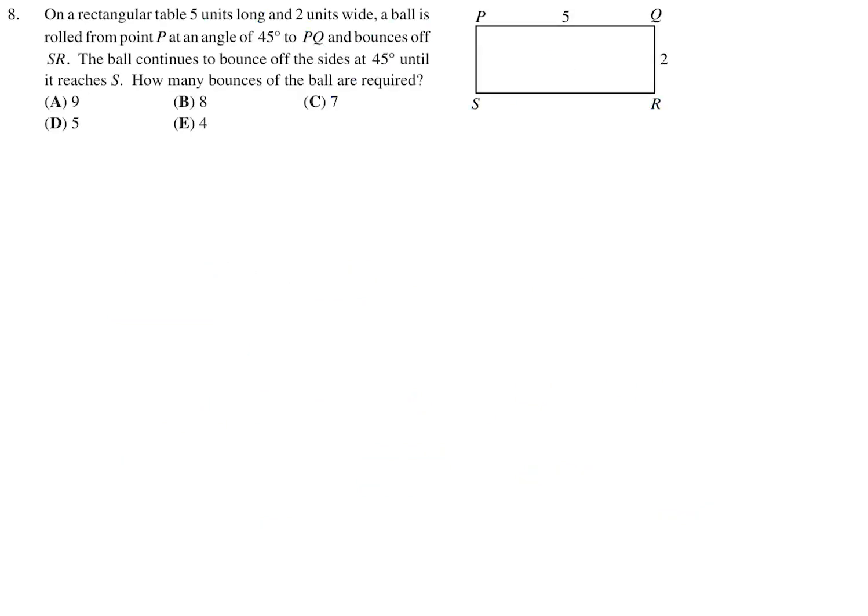On a rectangular table 5 units long and 2 units wide, a ball is rolled from point P at an angle of 45 degrees to PQ. So this is 45. And it bounces off SR. The ball continues to bounce off the sides at 45 degrees until it reaches S. How many bounces of the ball are required?